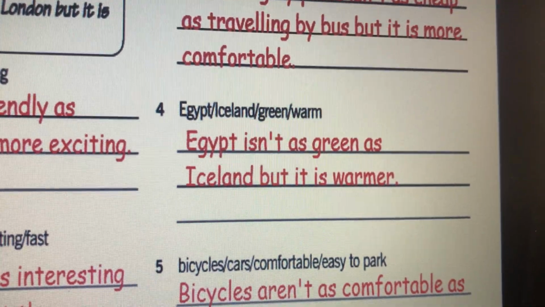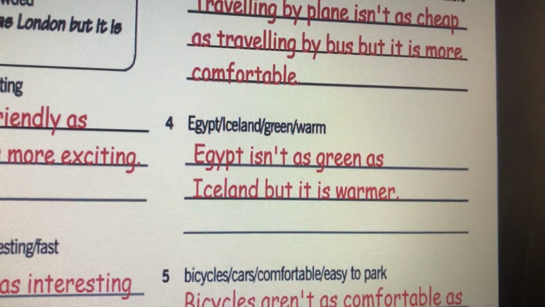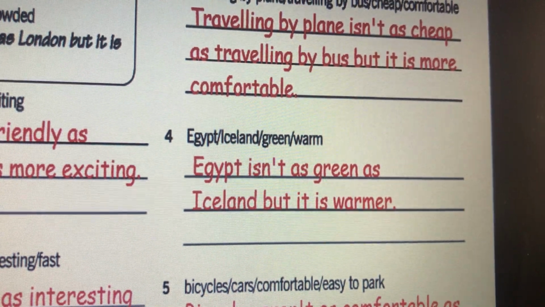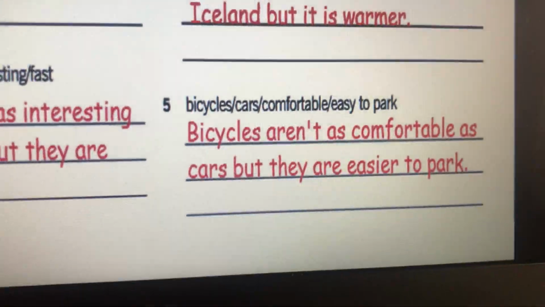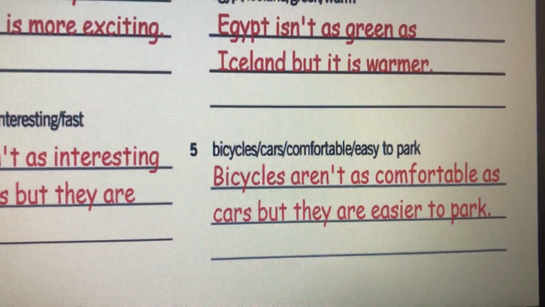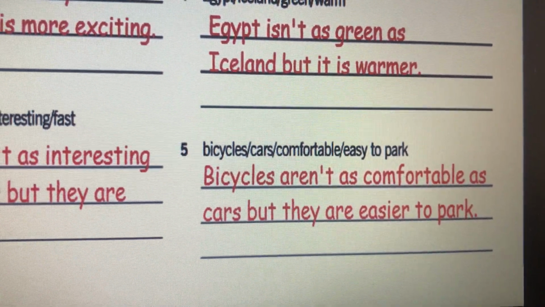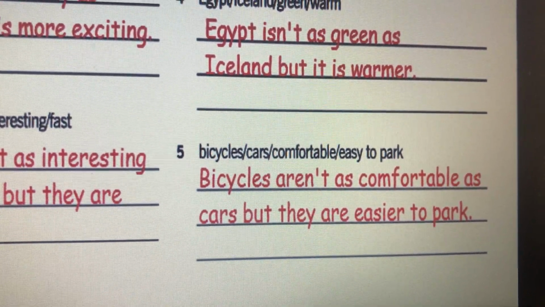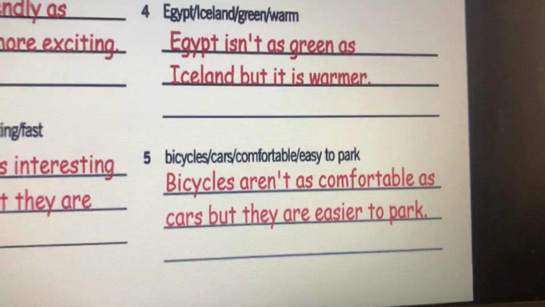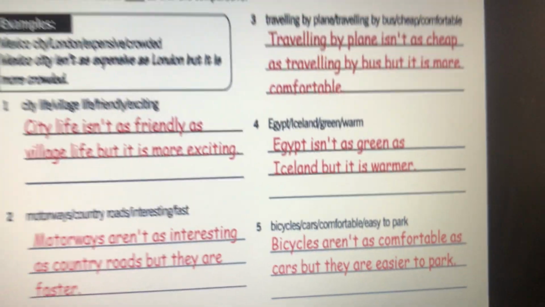Egypt isn't as green as Iceland. As green يعني خضراء أو بها زراعة, like Iceland, but it is warmer. جوها دافئ أكثر. And look at the last one. Bicycles, cars, comfortable, easy to park. Bicycles aren't as comfortable as cars, but they are easier to park. أكيد من الأسهل أن نصف البسكليت أو الدراجة مقارنة بالسيارة. Let's move to the next.